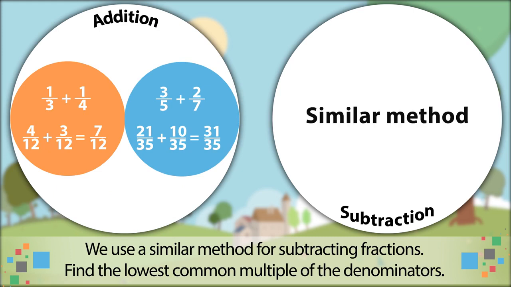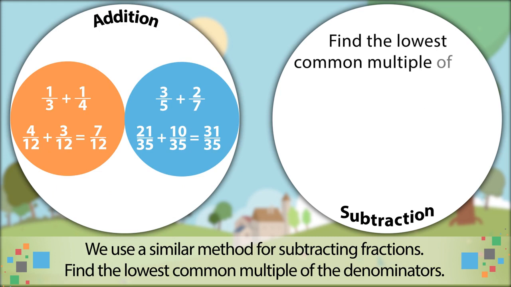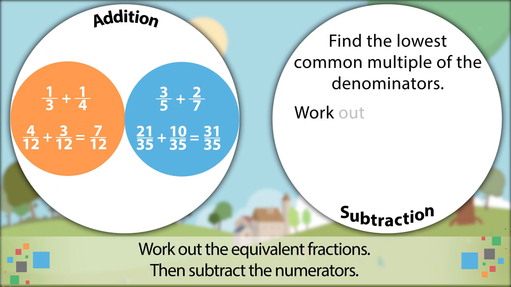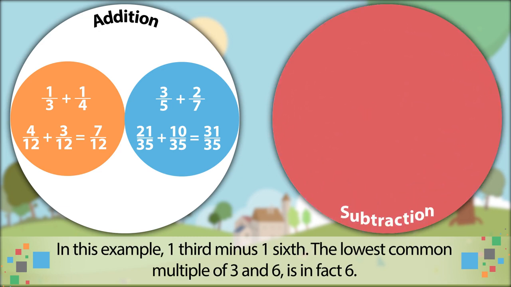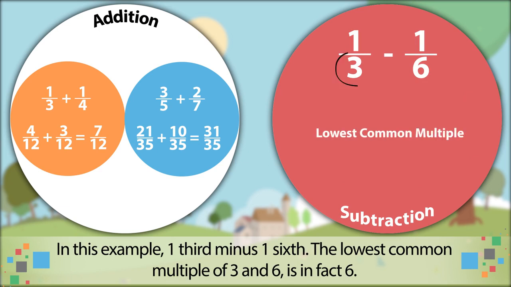We use a similar method for subtracting fractions. Find the lowest common multiple of the denominators. Work out the equivalent fractions, then subtract the numerators. In this example, 1/3 minus 1/6, the lowest common multiple of 3 and 6 is in fact 6.